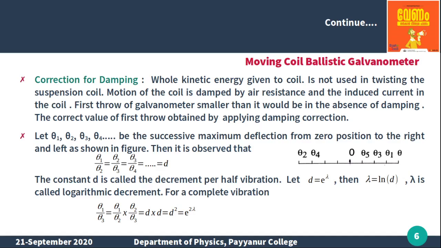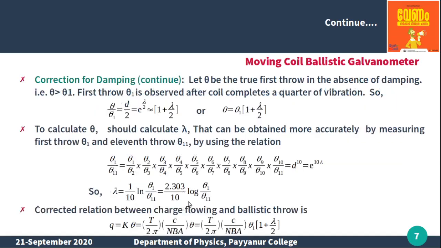So, if you think for a complete vibration, that means you have to go from theta 1 to theta 2, then come to theta 3. So, complete vibration means theta 1 by theta 3. The ratio of deflection for a complete vibration is theta 1 by theta 3. You can split it as theta 1 by theta 2 into theta 2 by theta 3, because theta 2 and theta 2 we can cancel. So, for a complete vibration, you will get d into d, which is d square, that means e raised to 2 lambda. This we are doing because we are going for another argument that you have to listen to carefully.